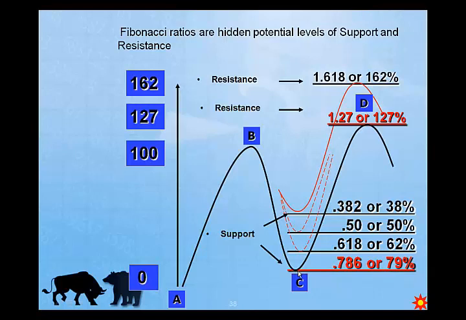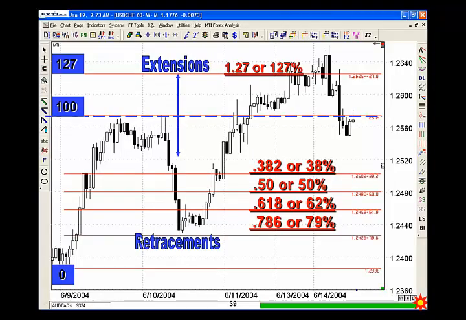Now you can see here when the market does A, B, and it retraces all the way to the 786, you've got to start changing your mentality. The market's not going to run to 1618 or the 162%. It's going to go to 127 because it spent more gas on the way down. It's going to have less gas on the way up. It's going to move slower on the way up to the 127%.